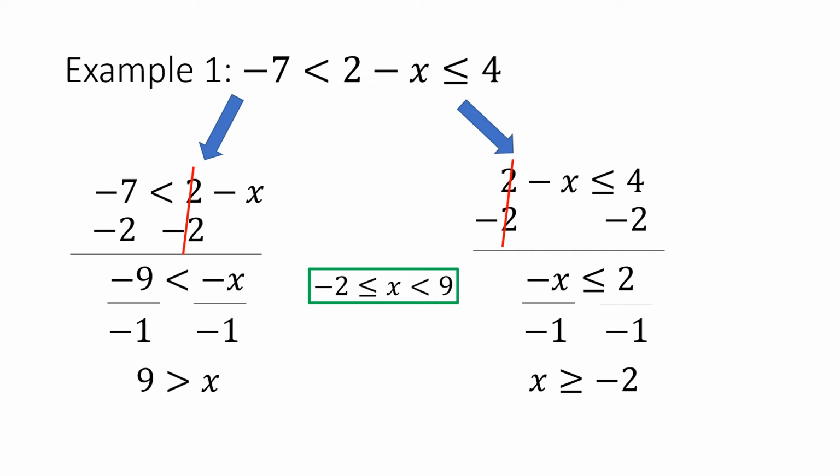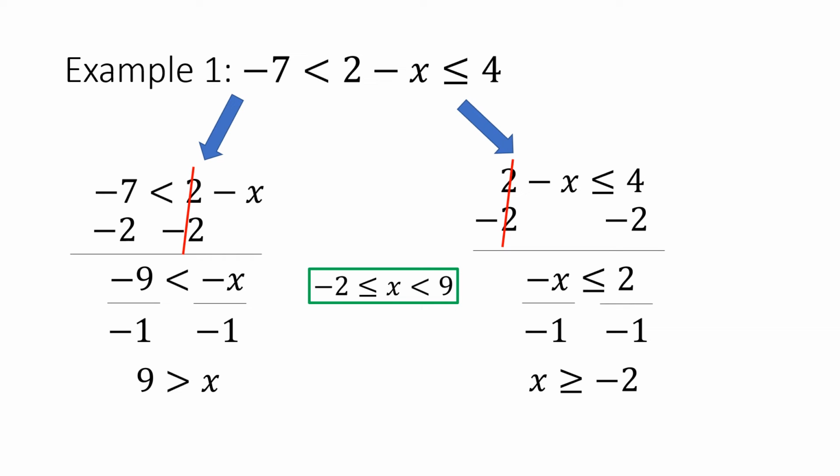Now to combine the answer, I am going to put it in order, and make sure that my inequalities are lined up correctly. And so the -2 is going to go first: -2 is less than or equal to x is less than 9. You need to make sure that the alligator is eating the 9, which it is, and the alligator is eating the x when it comes to the -2. And so you're good there.